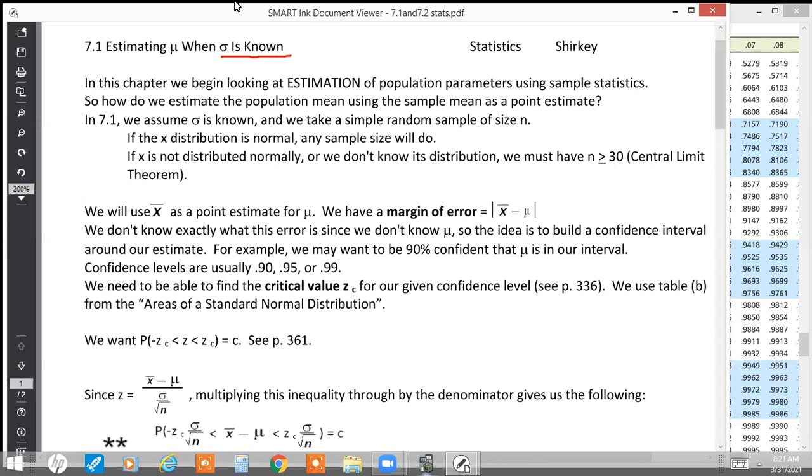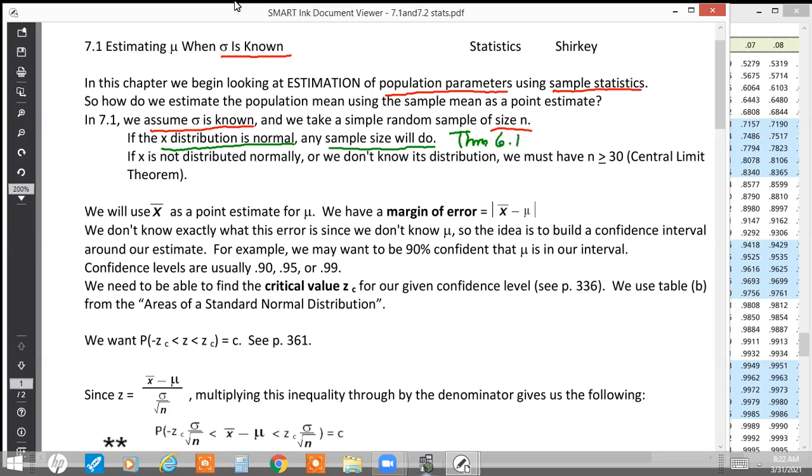So anyway, in this chapter, we begin looking at estimation of a population parameter, or of population parameters in general, using sample statistics. How do we estimate the population mean, for example, in this section, using the sample mean as a point estimate? So in 7.1, again, we assume sigma is known. We take a simple random sample of size n. And then here's some information that you saw back in chapter 6. If you know that your X distribution is normal, your population is normally distributed, then any sample size will do. That should sound familiar. That's theorem 6.1.